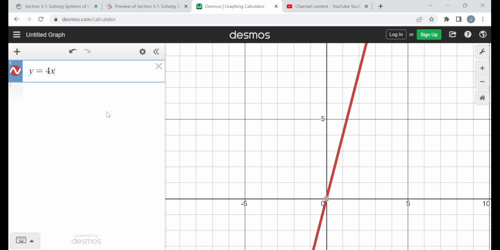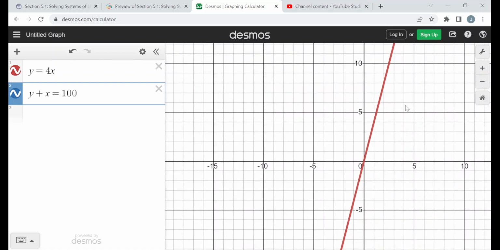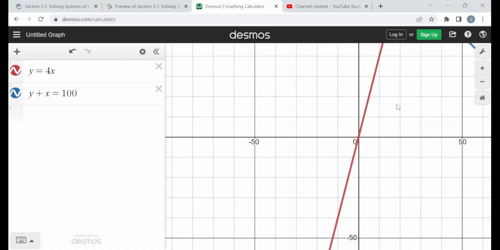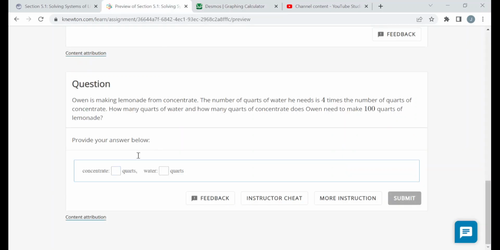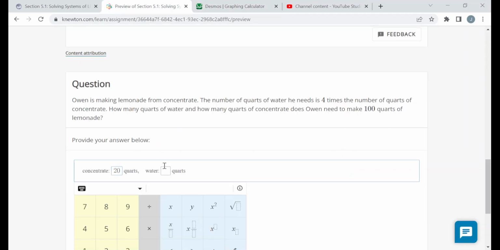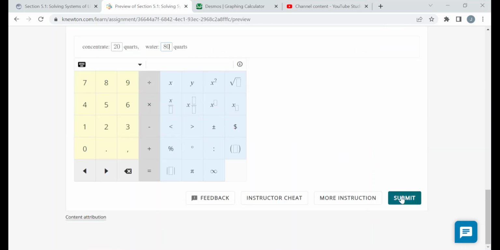Y equals 4X. So instead of W, I'll call it Y, and instead of C, I call it X. And then, Y plus X equals 100. It'll graph those, and then you can kind of zoom out and see if they cross anywhere. I'll look at this, right, and then click on one of them. You can see where they cross, 20, 80. All right, 20, 80. Like I said. All right, then back in the assignment, 20 quarts of concentrate, 80 quarts of water, and that's the solution.